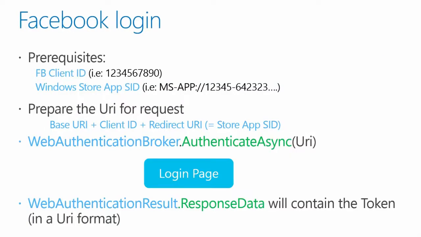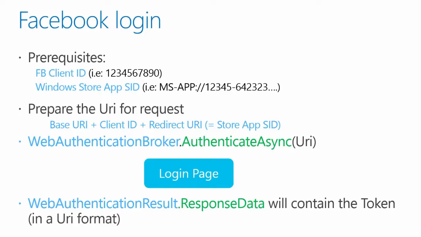Okay, now that we know how the protocol works, let's see a real example using Facebook. In the previous video, you learned how to associate a Windows Store application with a Facebook application. What we need here are the Facebook client ID and the Windows Store app ID. We need these values just to create the login URL for Facebook. This URL is what we need to pass to the AuthenticateAsync method. As you can see, it's really simple to trigger this process because we just have one entry point, one single method to call.